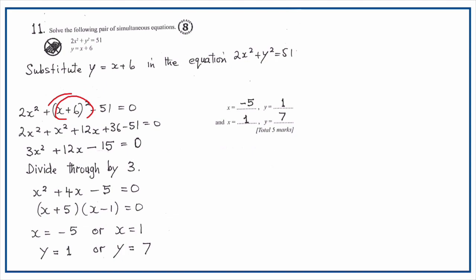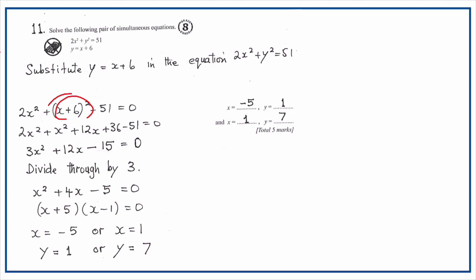We collect like terms. 2x squared plus x squared is 3x squared, and then plus 12x minus 15, because plus 36 minus 51 becomes minus 15, because when the signs are different, you take away and add the sign of the bigger number. We divide through by 3. So 3 into 3x squared is x squared, 3 into 12x is 4x, 3 into minus 15 is minus 5 equals 0.